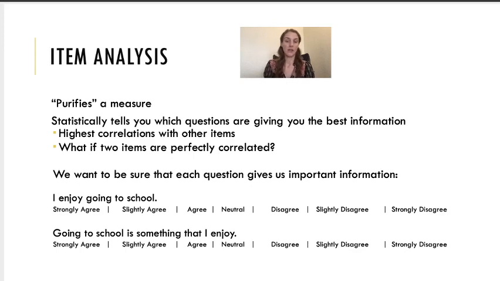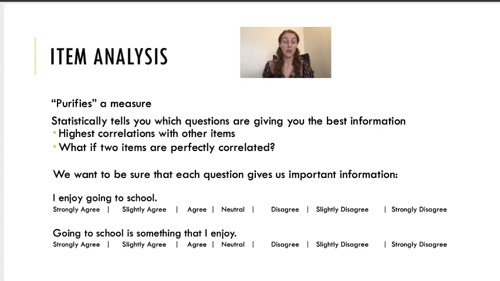All right, so I have two examples here at the bottom. All right, I enjoy going to school versus going to school is something that I enjoy. All right, if we're getting exactly the same intercorrelations between these questions, people are responding the same to each of these questions, then we can get rid of one, right? We can purify the measure and get rid of specific questions.